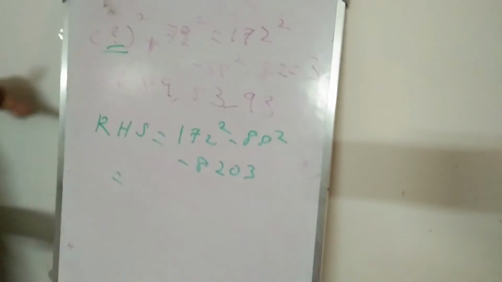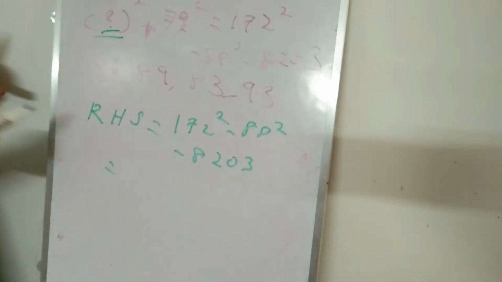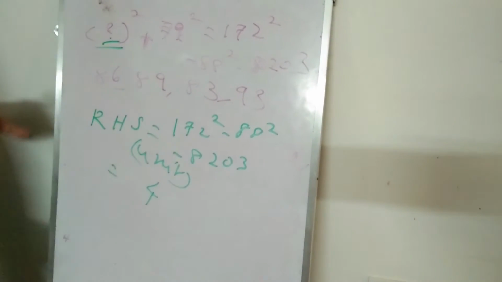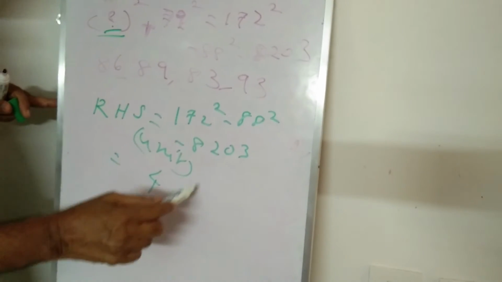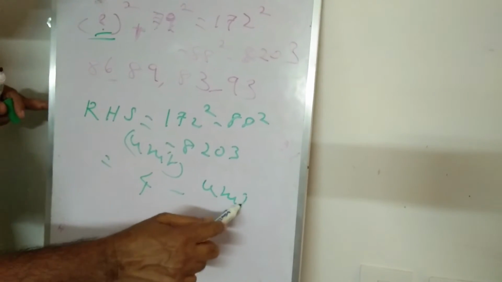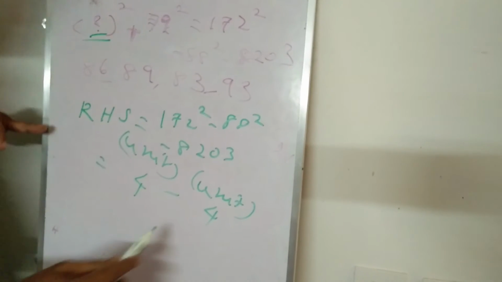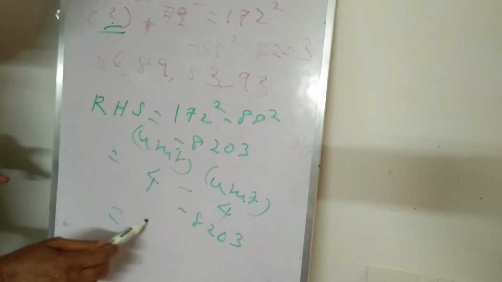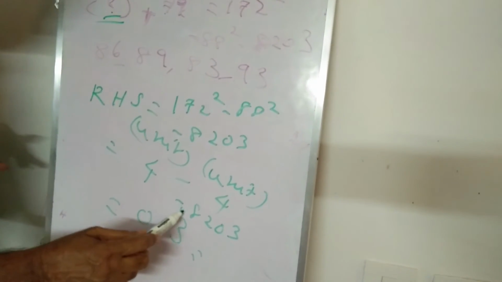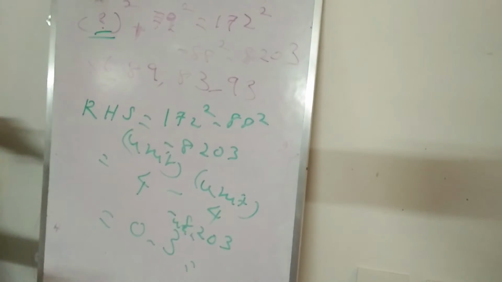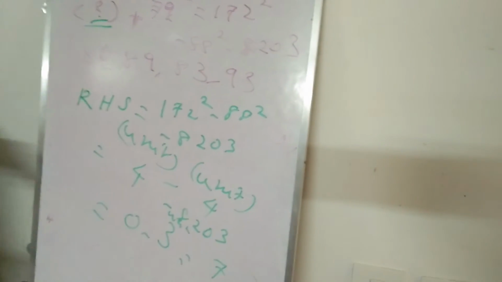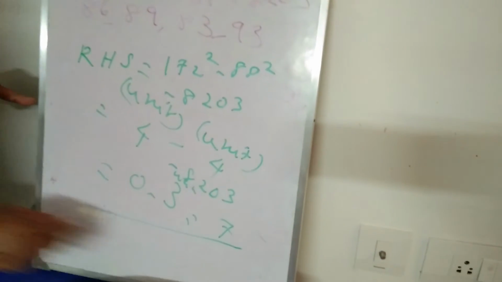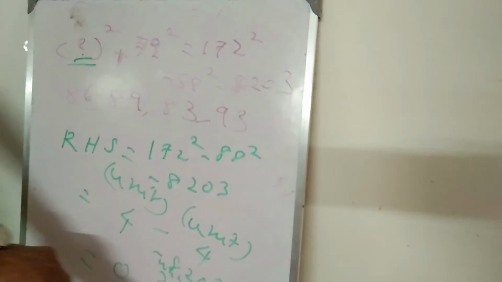What will be the 2 square, whatever the digit may be? The last digit, the unit place, will be 4. Minus, here also the last digit will be 4, minus 8203. So 4 minus 4 is 0, minus 3. I am writing only the unit place, so the last digit will be 7. Don't say minus 3; some number will be there, but the last digit will be 7. So on the right hand side the answer should be 7.